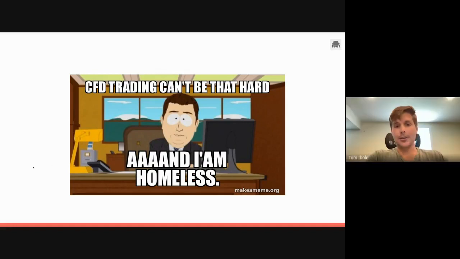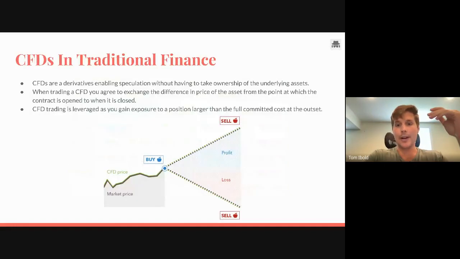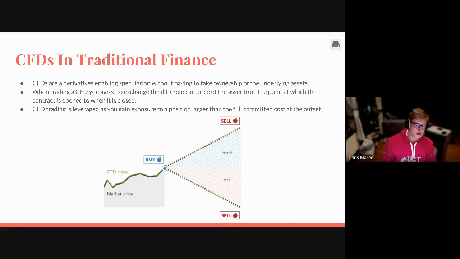Hey, just so I understand, an example: Apple stock is $20. It expires at $25. If I'm long, I get $5. If you're short, you lose $5. Exactly. So we're trading on the difference between the start of the contract and the end of the contract.